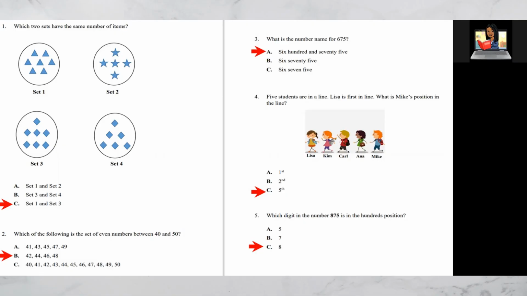All right, let's look at question 2. Which of the following is the set of even numbers between 40 and 50? So you know that even numbers are numbers that are divisible by 2 with no remainder. As you look at option A and you see 41, 43, 45, you know it's wrong. Those are odd numbers. But when you look at option C, you see a mix of odd and even numbers. So option B has to be the answer: 42, 44, 46, 48. Also because it says between 40 and 50.